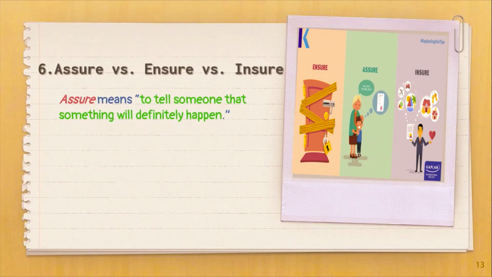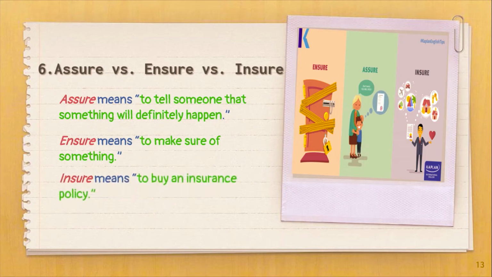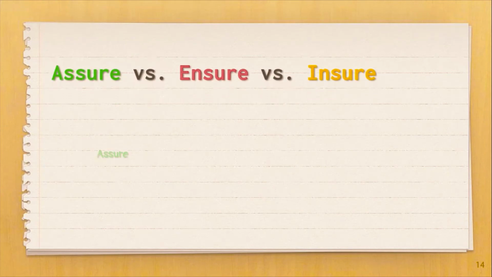Assure versus ensure versus insure. Assure means to tell someone that something will definitely happen, while ensure means to make sure of something, while insure means to buy an insurance policy. Okay, let's see the difference of these three in example sentences.